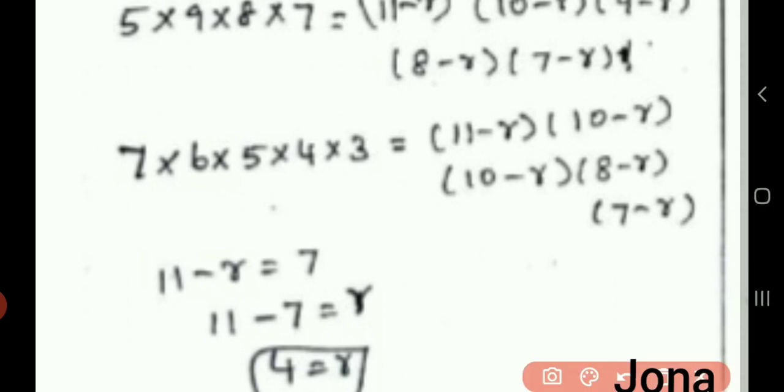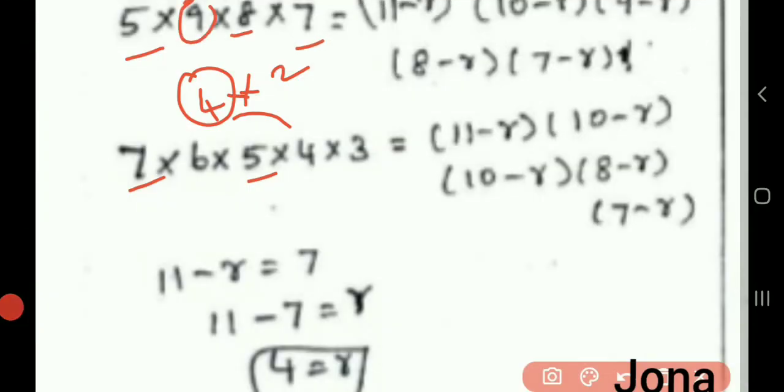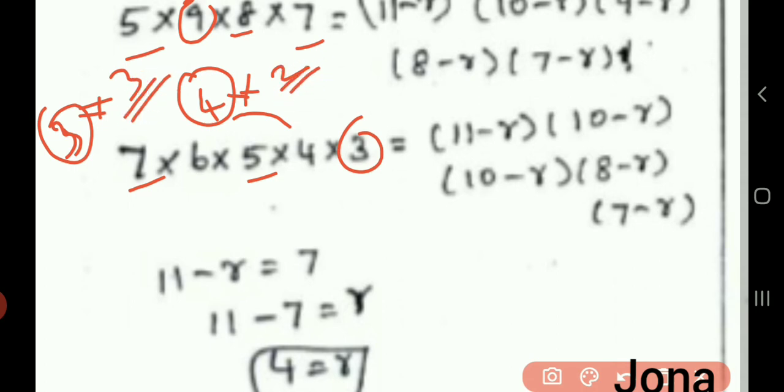Here I keep this 7 as it is and keep this 5 as it is, and here 8 can be written as 4 into 2. So keep this 4 as it is. And 9 can be written as 3 into 3, so we can keep this 3 as it is. So we have one 3 and 2 left over, and these 3 and 2 make 6. So 7 into 6 into 5 into 4 into 3, in the decreasing order, we got there.